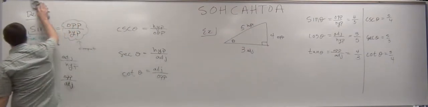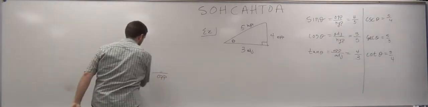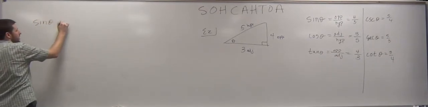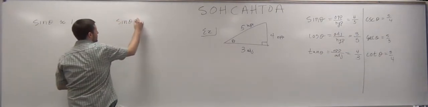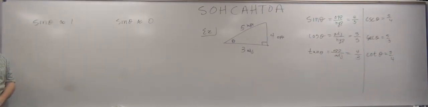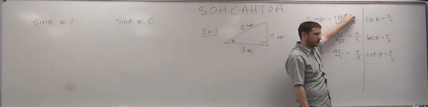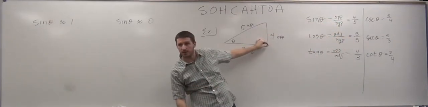So here's my question to you to help give you an idea of what this means. If I tell you that sine of theta is really close to 1, or I tell you that sine of theta is really close to 0, what do you think that means about the corresponding right triangle? It's as big as the hypotenuse almost. Right, so when it's 1, that means the opposite is almost the same as the hypotenuse. And when it's 0, that means that the opposite is super close to 0.